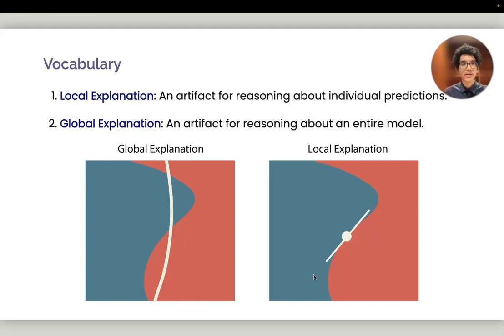Some more vocabulary. There's a difference between a local and a global explanation. So a global explanation is supposed to give you a summary about the entire model. So you think about some very complicated decision surface. The global explanation might be some kind of summary about the entire decision surface, while a local explanation tells you about how to interpret an individual prediction. It's like a sample-specific interpretation. And so instead of telling you something about the entire decision boundary, you might be able to understand locally at a particular point on that boundary what is the plane.